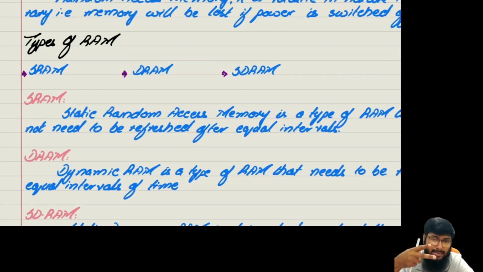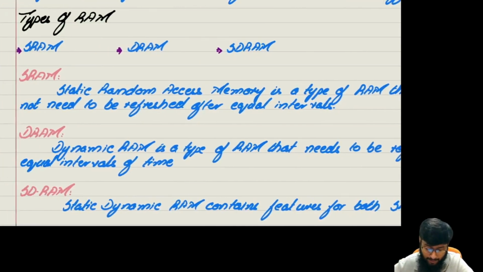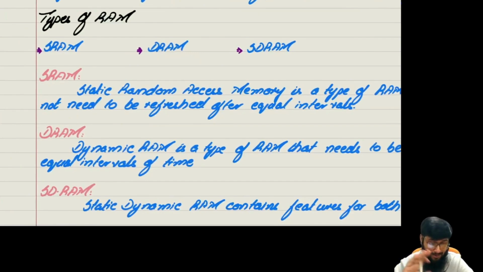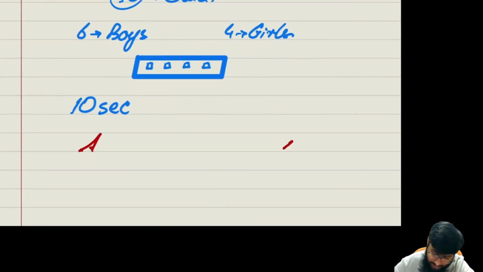Static RAM, dynamic RAM, and static dynamic RAM, known as hybrid RAM as well. Now, static RAM is a type of RAM that needs to get refreshed after, oh sorry, that does not need to be refreshed, I just mixed up the static and the dynamic. Static is a type of RAM that does not need to be refreshed after equal sets of time intervals. For example, I'm giving two students a task, and the task is overall of 10 seconds. Now there is a student A and there is a student B.